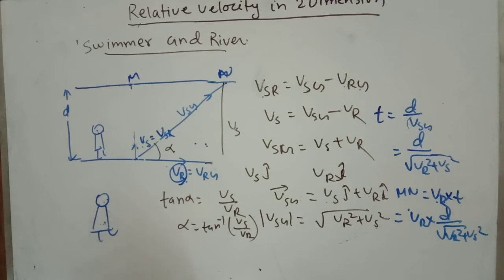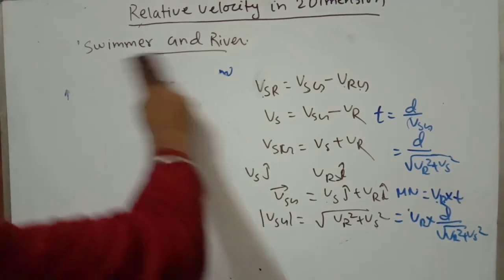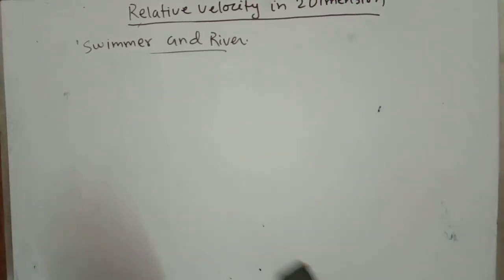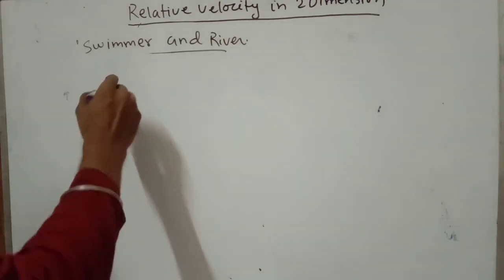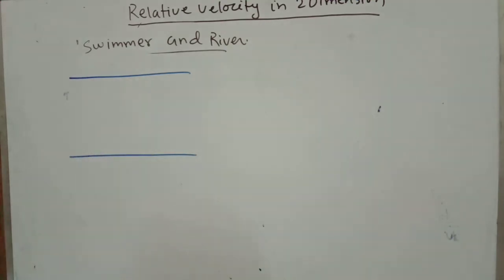Okay, so now we are going to discuss an example. So let's start. Let me consider a river having a width of 20 meters. Okay, we consider 20 meters.